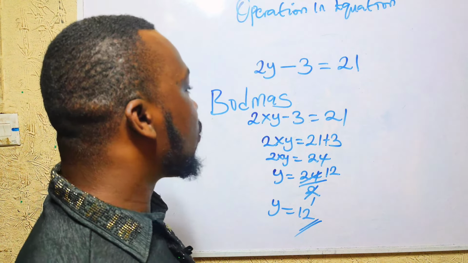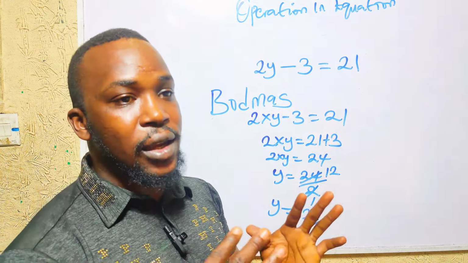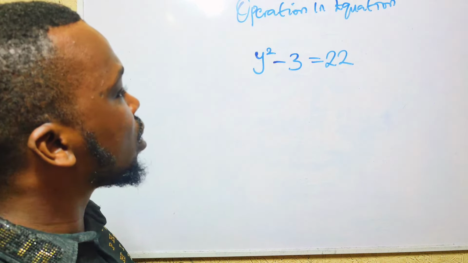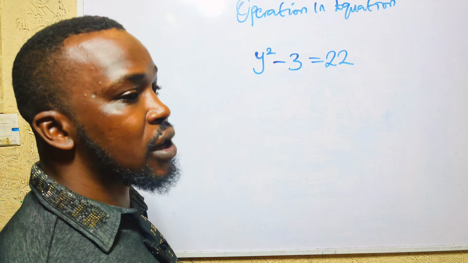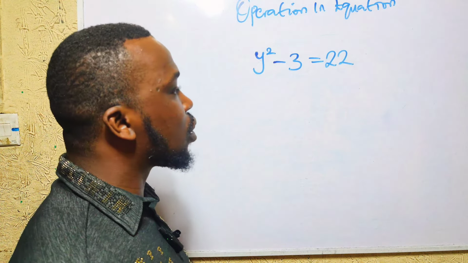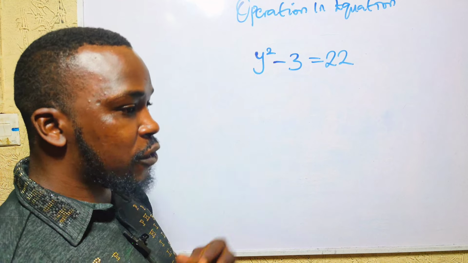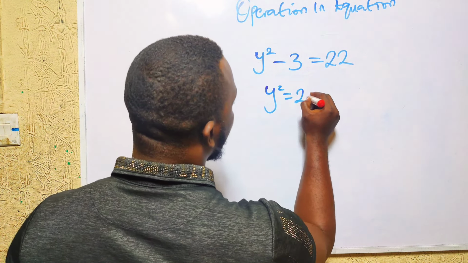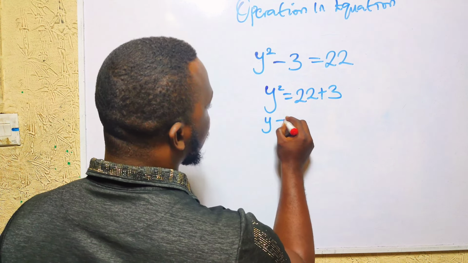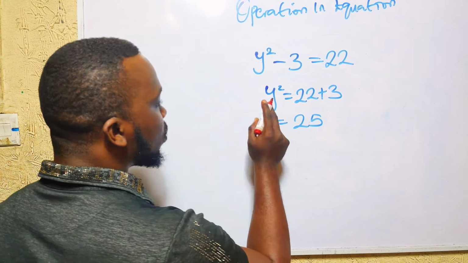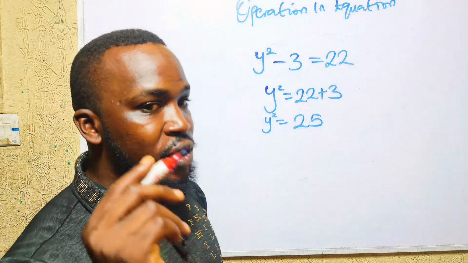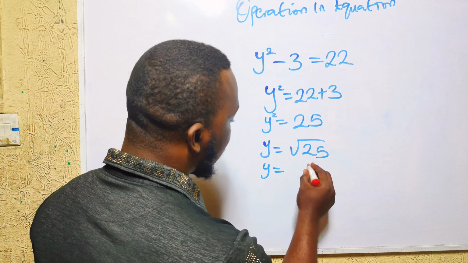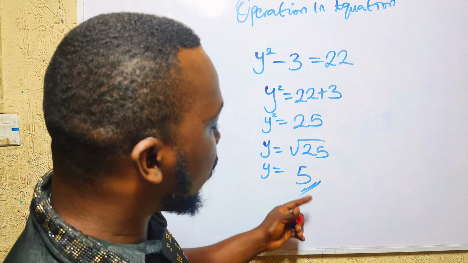Now, I'm going to involve square to solve another question. I have another question here: y raised to the power 2 minus 3 is equal to 22. What's the value of y? The first one that will cross the sign of equality is the minus, from the back of the board math. Now, it's going to be y squared is equal to 22 plus 3. Therefore, y squared is equal to 25. Now, this square will cross the sign of equality, which will give us square root. Therefore, y is equal to square root of 25. Therefore, the value of y here is 5.